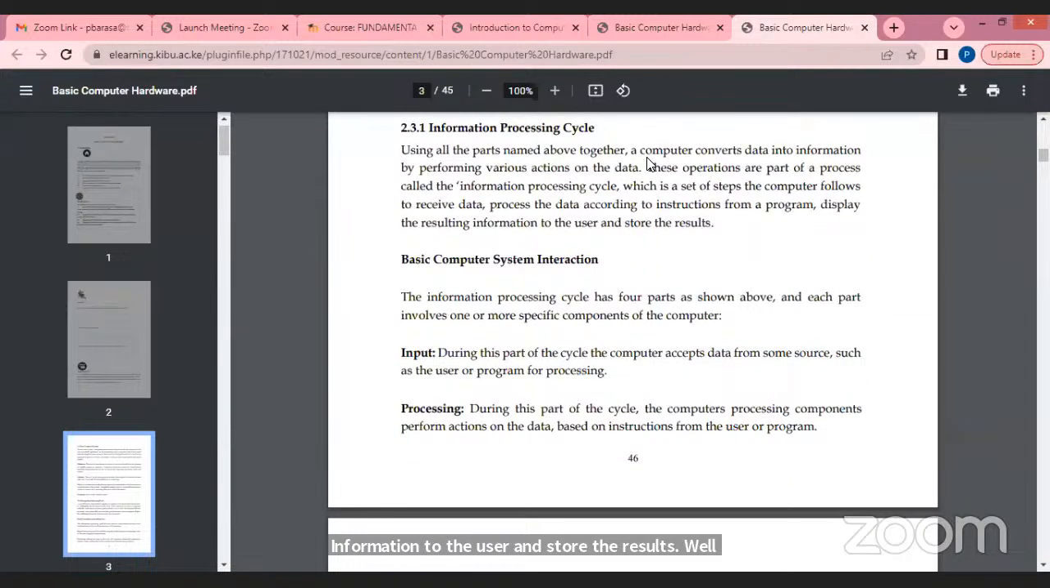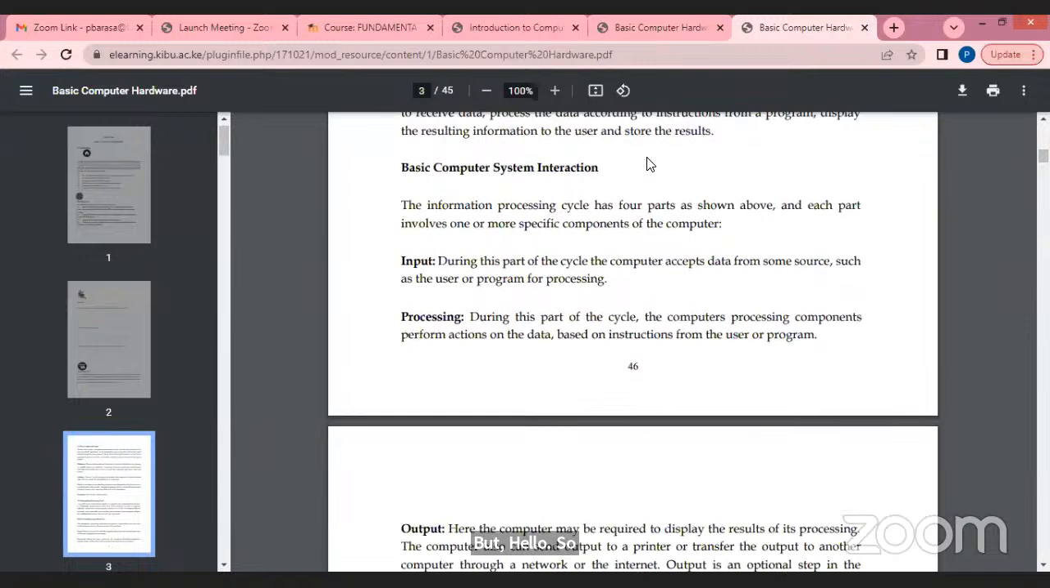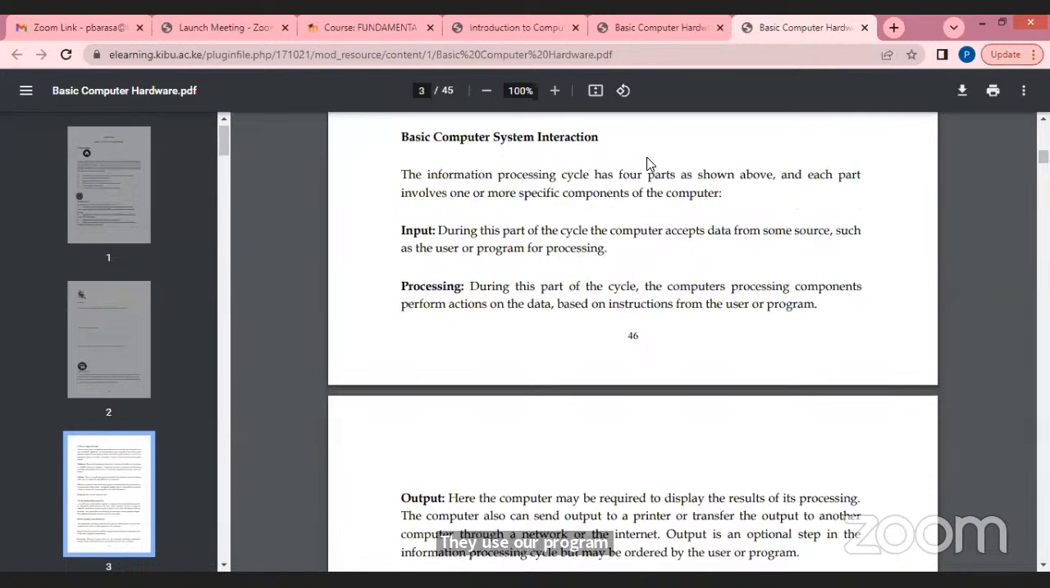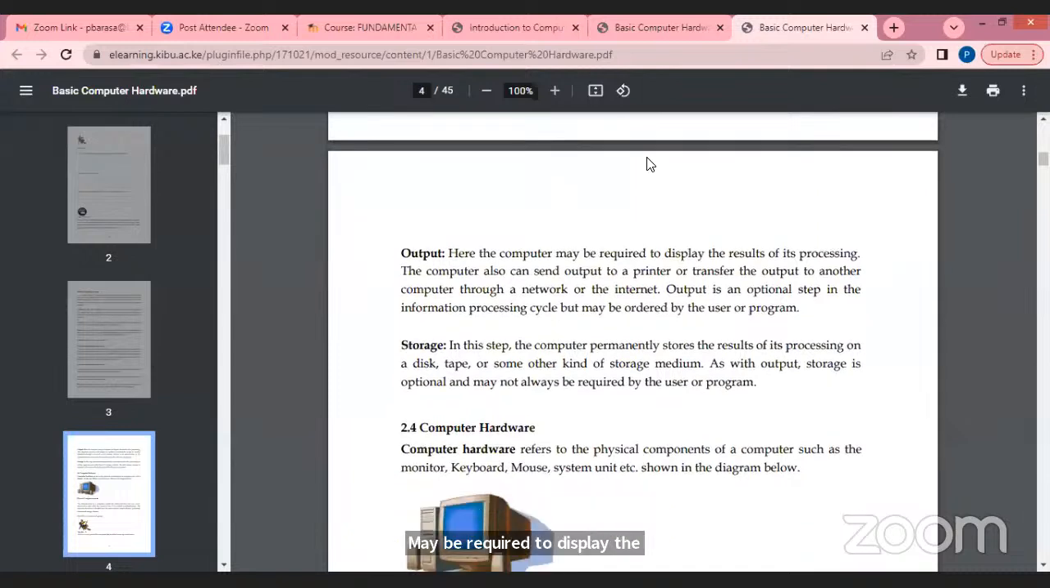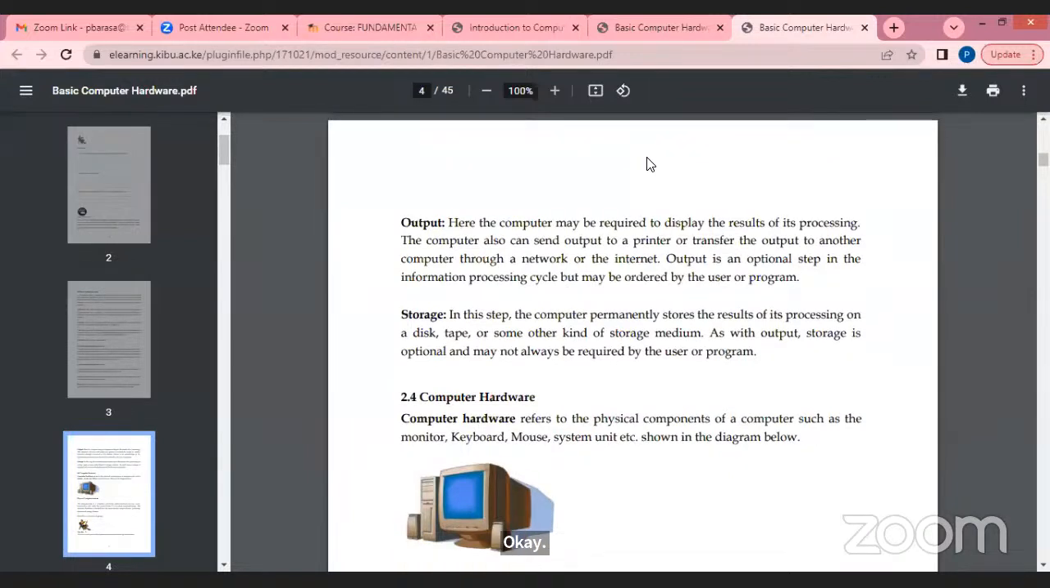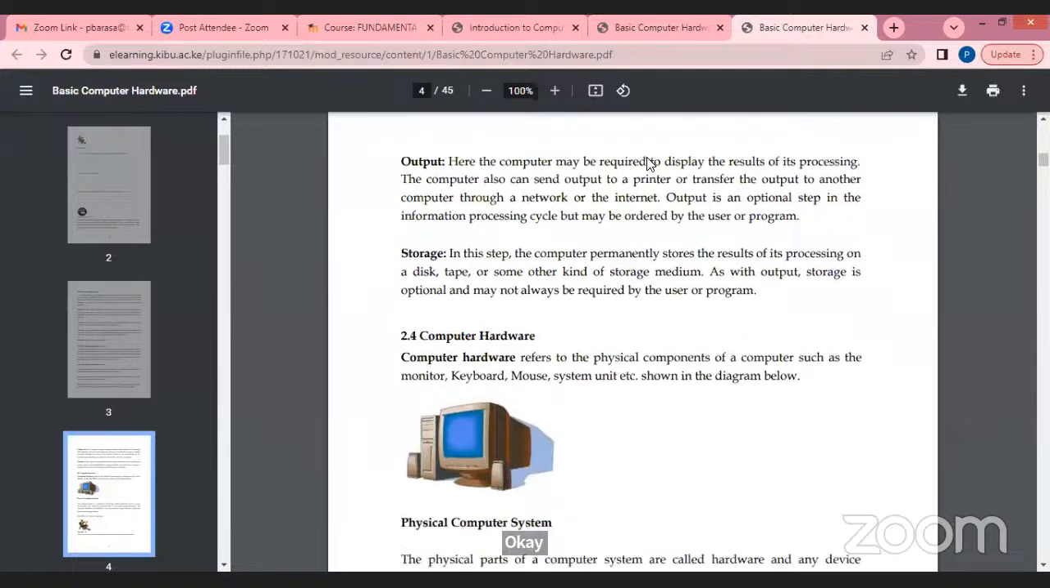So the basic computer system interaction. The information processing cycle has 4 parts as shown above, and each part involves one or more specific components of a computer. So we have the input. During this part of the cycle, the computer accepts data from some source, such as the user or program, for processing. Then processing: the computer processing components perform actions on the data based on instructions from the user or program. Then the computer may be required to display the results of its processing, the output. Then storage: in this step, the computer permanently stores the results on a disk or other kind of storage media. As with output, storage is optional and may not always be required by the user or program.